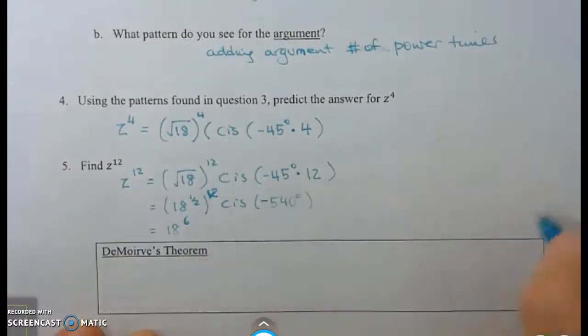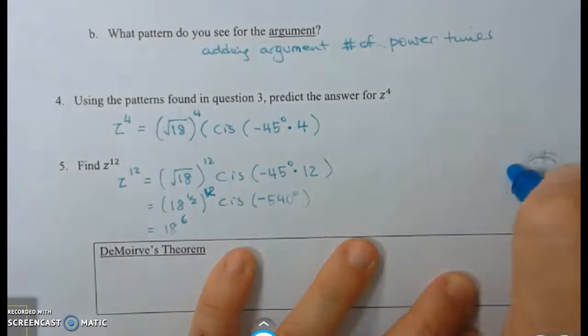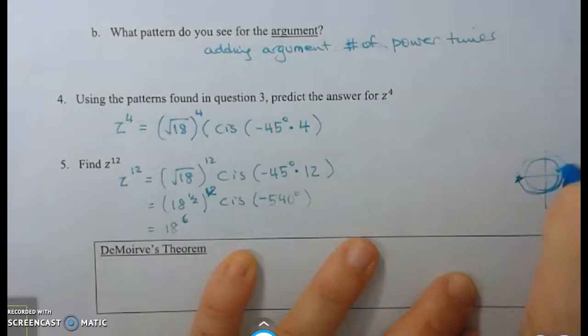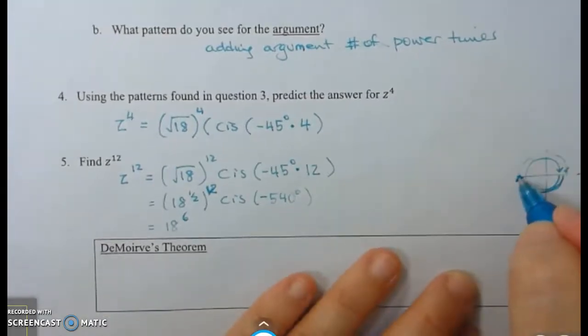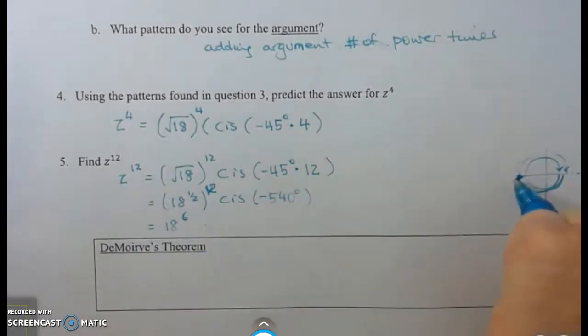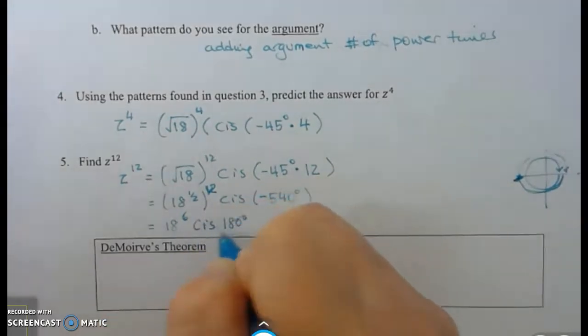Negative 540 degrees is really, you're going, this is 360 degrees, another 360 degrees. So now 360 degrees is to here. And then we are doing one more half circle. So we're doing 1.5 times the full revolution, so we end up right here. Okay, so that's going to be the same as cis negative 180 degrees, which is the same as cis 180 degrees.